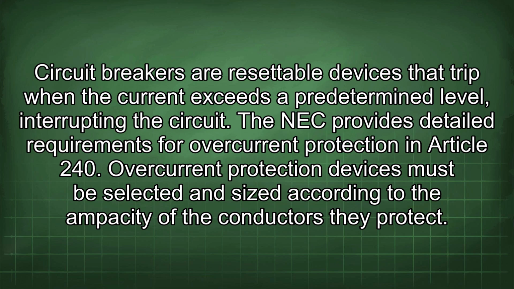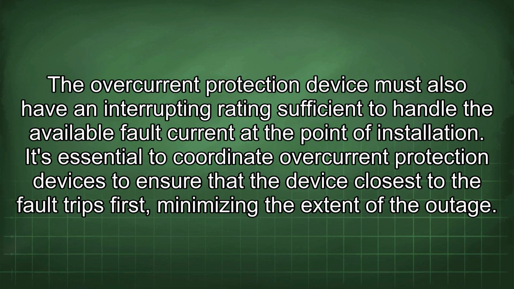The NEC provides detailed requirements for overcurrent protection in Article 240. Overcurrent protection devices must be selected and sized according to the ampacity of the conductors they protect. The overcurrent protection device must also have an interrupting rating sufficient to handle the available fault current at the point of installation. It's essential to coordinate overcurrent protection devices to ensure that the device closest to the fault trips first, minimizing the extent of the outage.